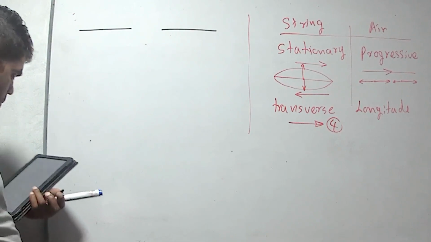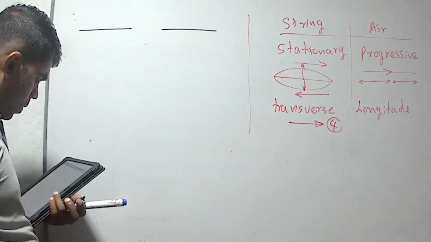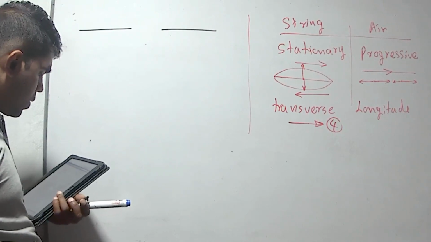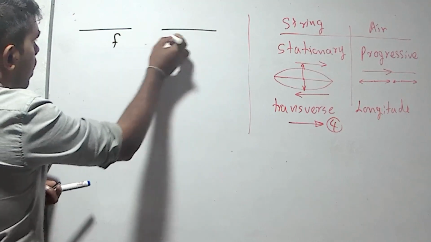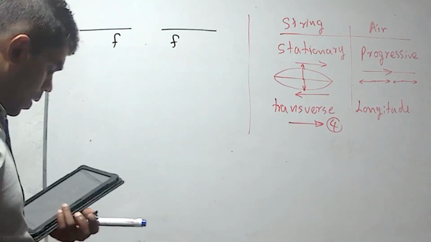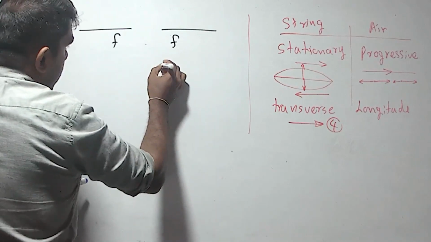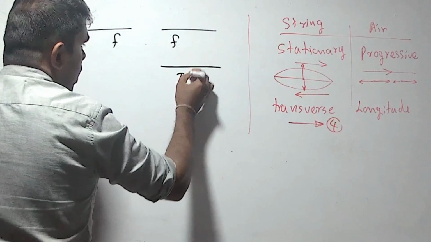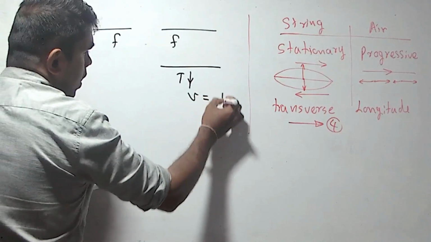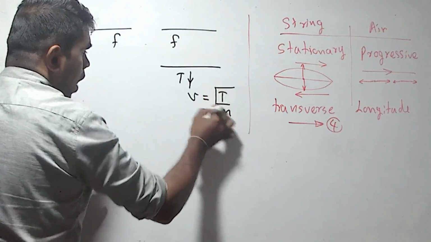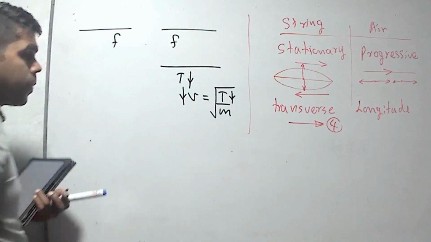In the first situation, each string produces a wave of frequency f. Initial situation frequency f. If the tension of only one string is reduced, I will consider the tension of this one is reduced. We know that V equals square root of tension over linear density. When the tension decreases, velocity decreases.